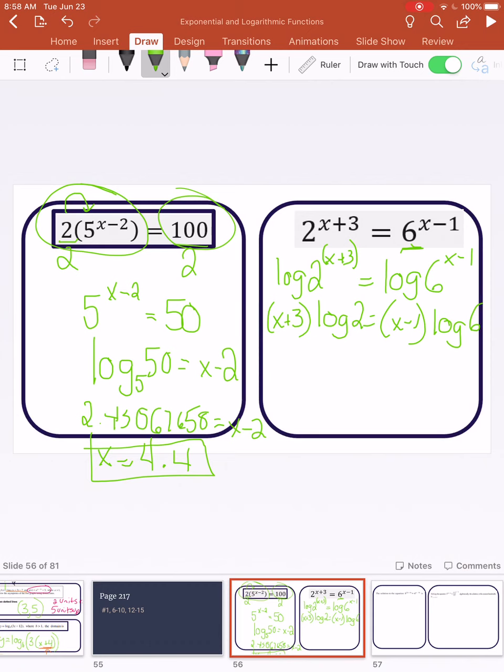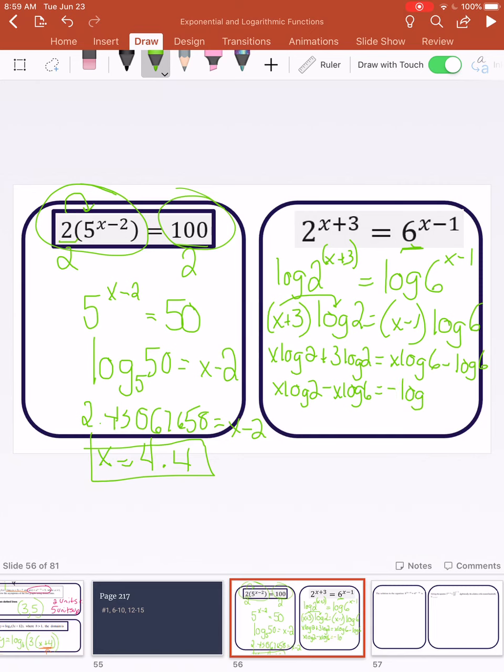Now I'm just going to distribute. I'm going to take that x times the log 2, and then the 3 times the log 2. So I have x log 2 plus 3 log 2 equals x log 6 minus log 6. Then I'll collect like terms. I'm going to bring all of my x's to the same side of the equation, which means I'm going to move this x log 6 to the left.